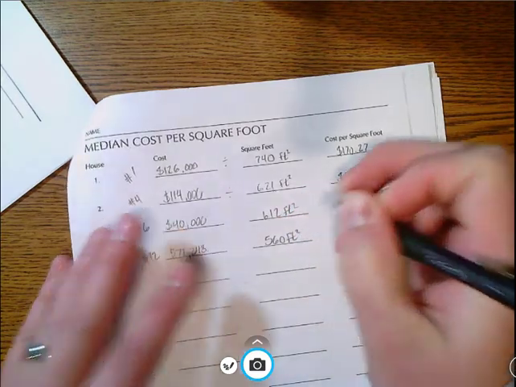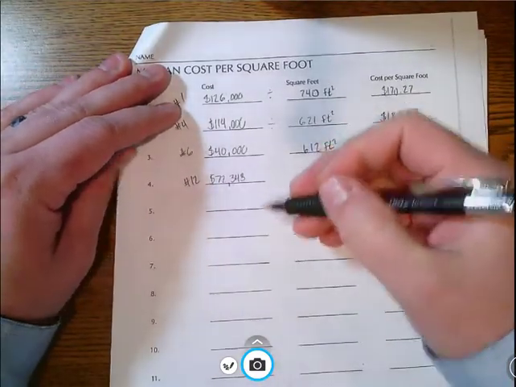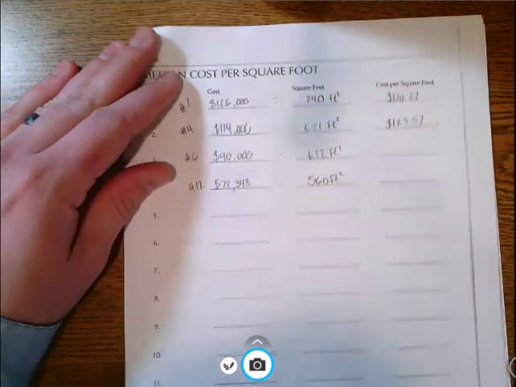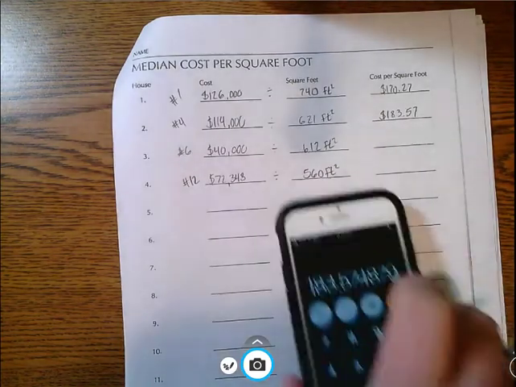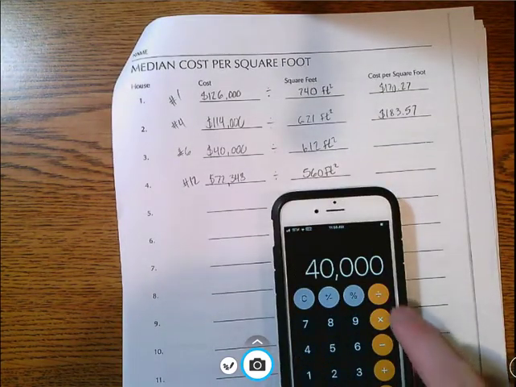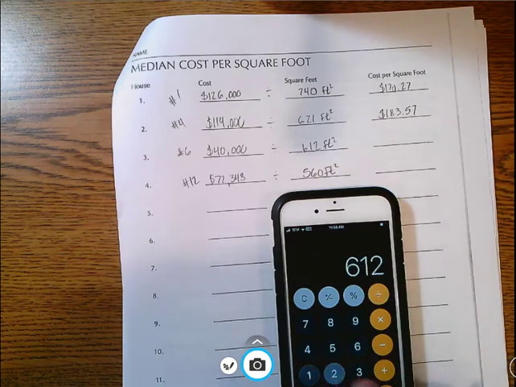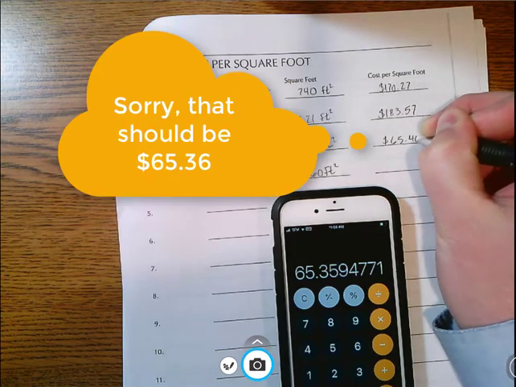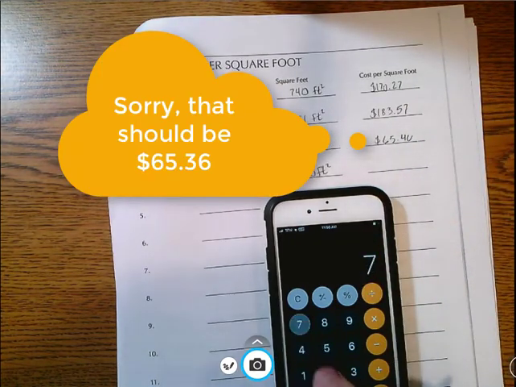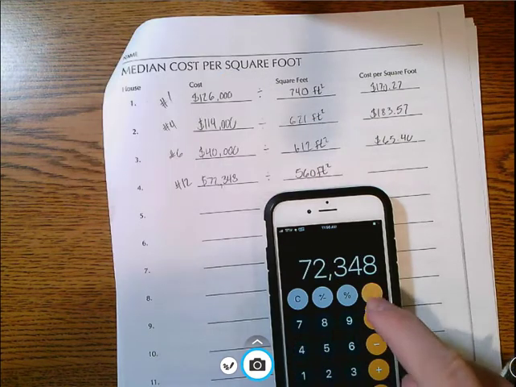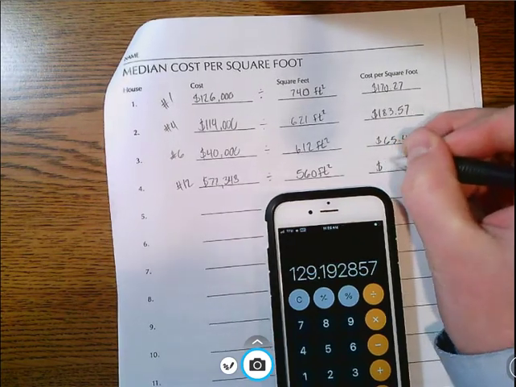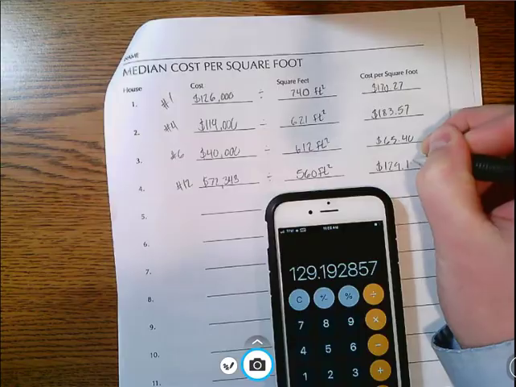So go ahead and copy these first 4. I don't mind that you copy those, because I'll have you do these other 8 and fill them out on your own so that you can try this. If we take our handy dandy calculator, 40,000 divided by 612, we'll get $65.40, because I'm going to round up there. And 72,348 divided by 560 gives us $129.19.